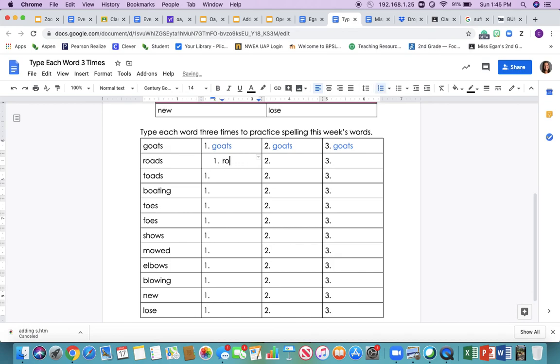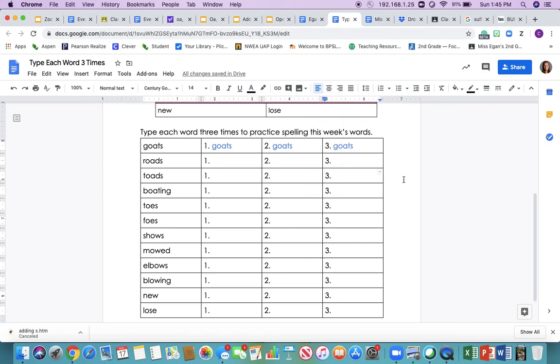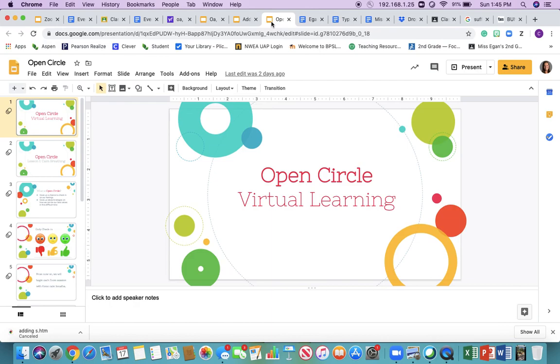Okay, don't worry about the formatting if it gets messed up as you start to type. If you want to change the color of the text, you can go up here and you can click the colors. All right? Okay, students, good luck with the rest of the lesson.